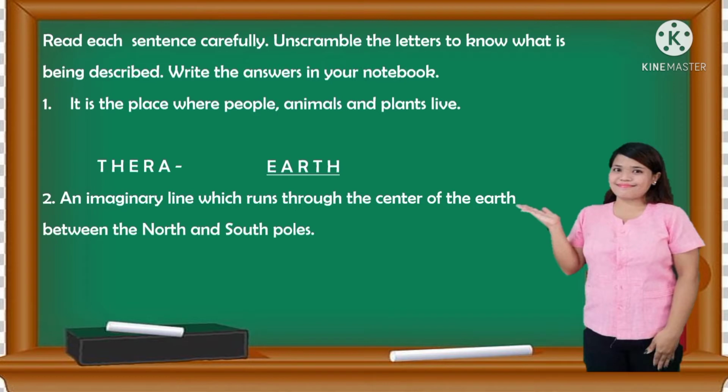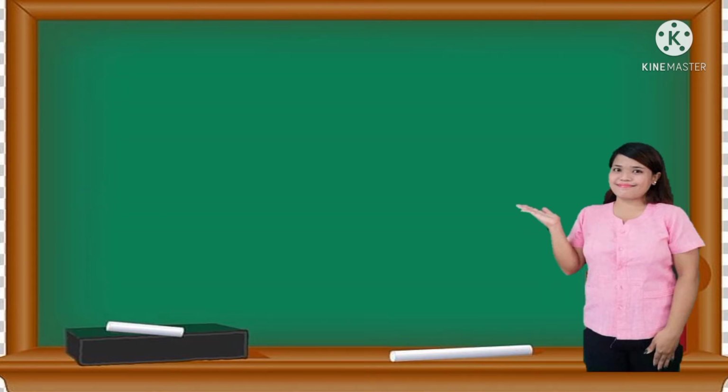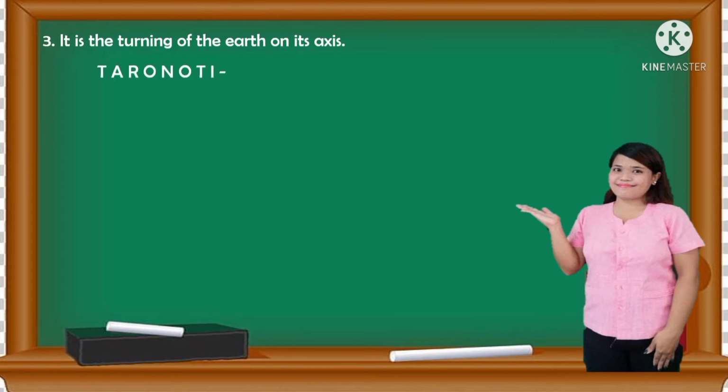Number 2. An imaginary line which runs through the center of the Earth between the North and South poles. The word is axis. 3. It is the turning of the Earth on its axis. The correct word is rotation, correct.